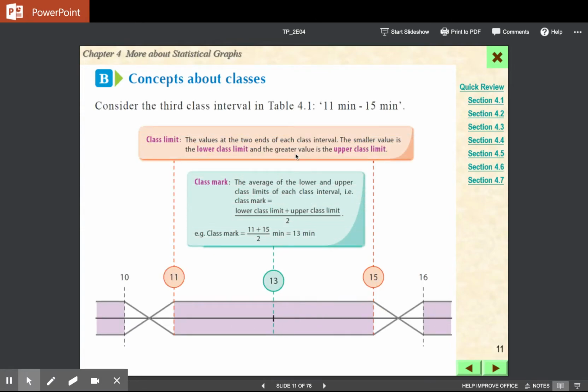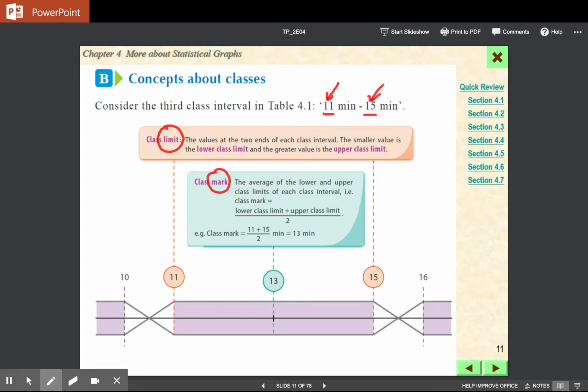Okay, so this video is about the definitions of class limit and class mark. For each class interval, there will be two numbers. These two numbers are what we call the class limit.